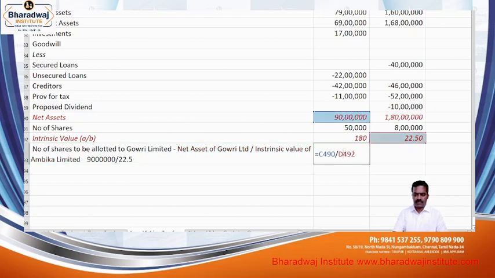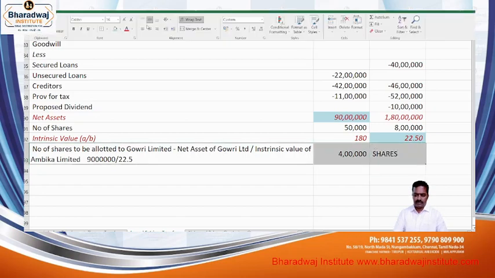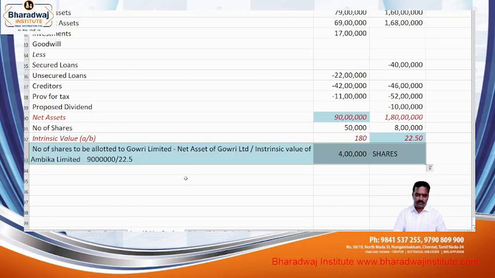So we have to allot how many shares? 4 lakh shares. Purchase consideration is this 90 lakhs divided by 22.5. You get 4 lakh shares to be allotted.